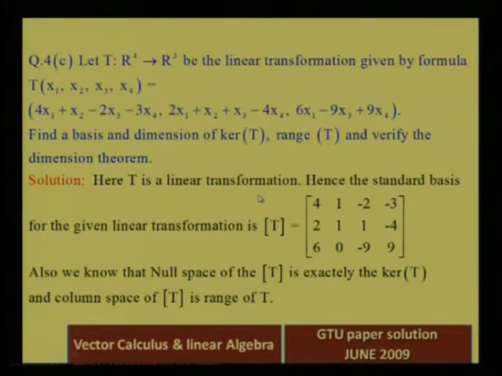T is a linear transformation, that is quite obvious, because you can see all the coordinates w1, w2, w3, all the coordinates are linear. First of all, if you want to check whether a given transformation from Rn to Rm is linear or not, what do we have to do? Directly you can check whether the given Euclidean transformation is linear or not.